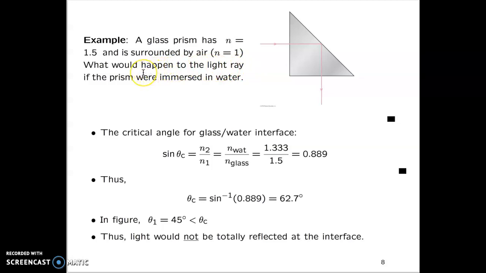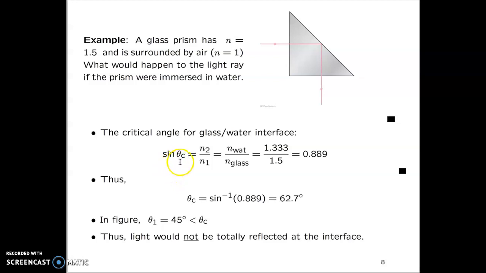But we want to know what would happen if we did this same thing. The light went into the glass, struck this internal surface. What would happen if, instead of there being air on the other side, the prism is immersed in water, so there would be water on the other side? So what we're going to do is calculate the critical angle for the glass-water interface. So this is really easy.